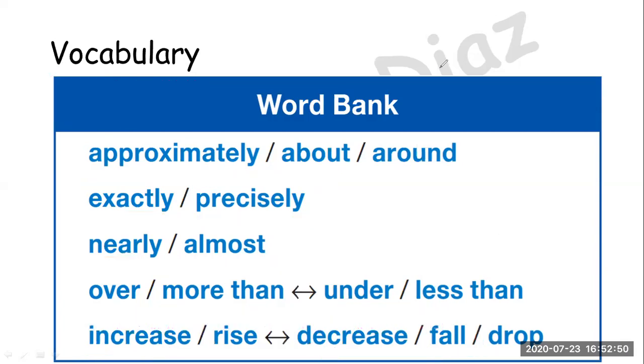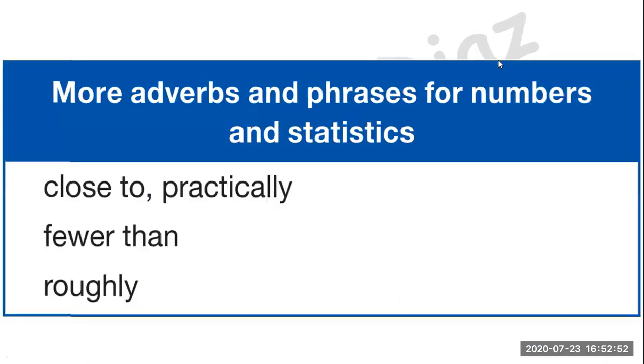Okay, so let's see the next page. More adverbs and phrases for numbers and statistics. Close to and practically could be the same as almost, right? Approximately. So these words are very similar.